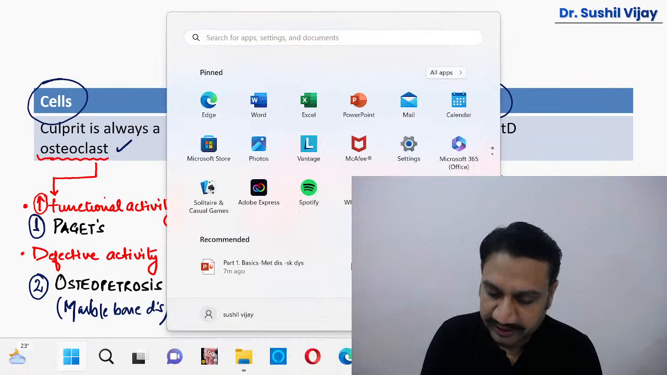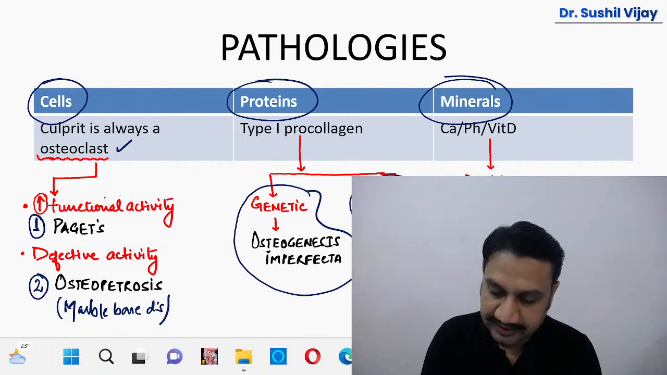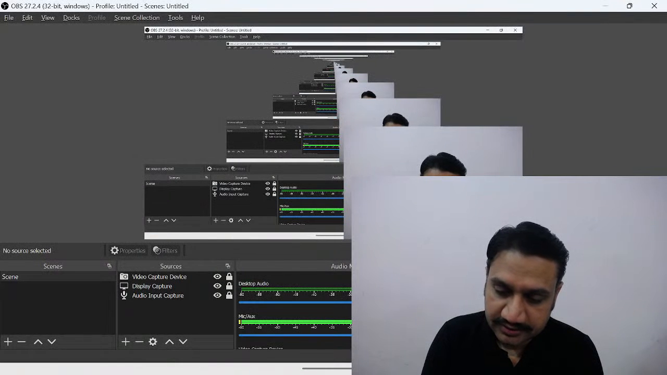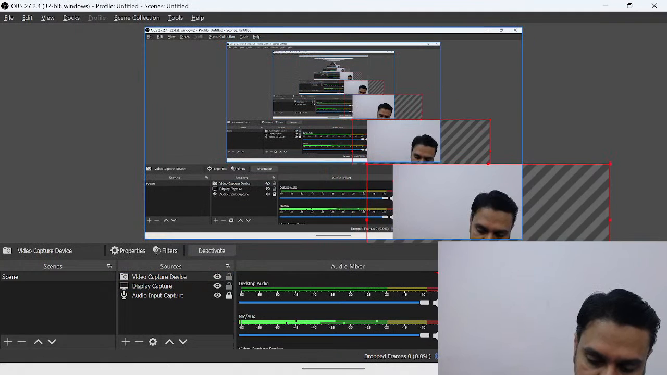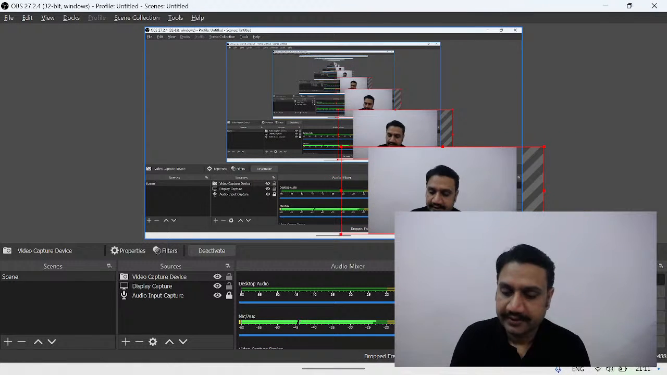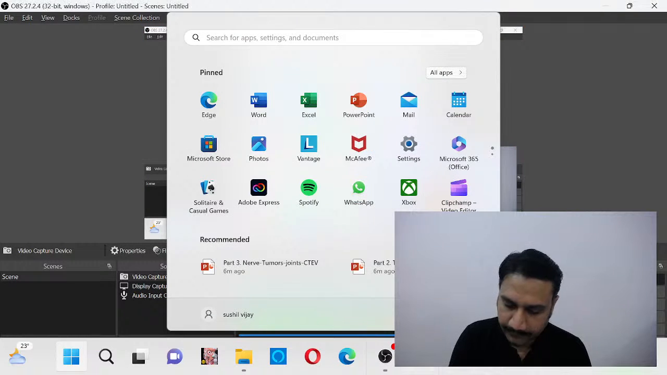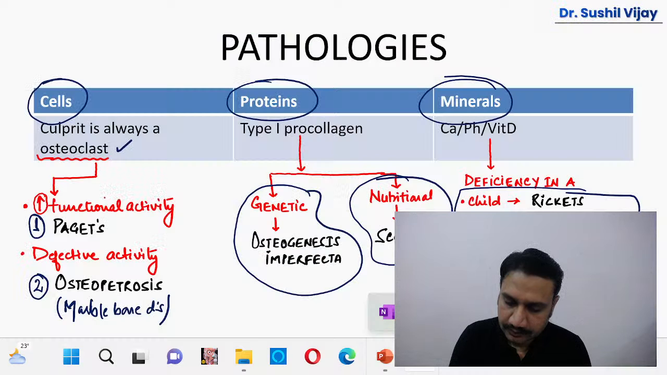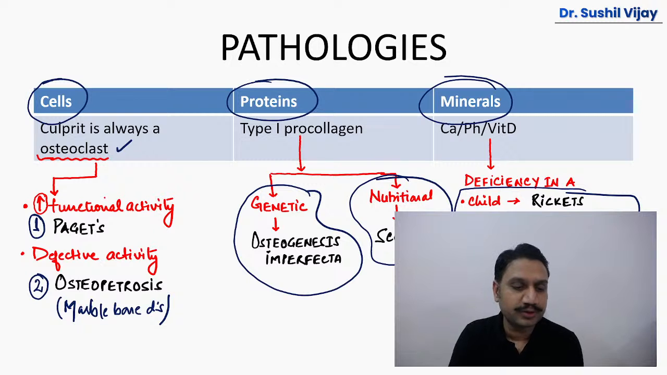Let me just reduce the size a little bit because I think I am covering some part of the screen. So I would like to reduce it. Alright, so I think we are good to go now. I can understand. I have just reduced my size, the picture.